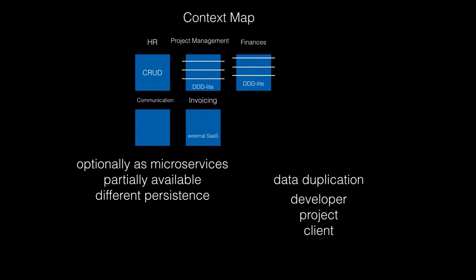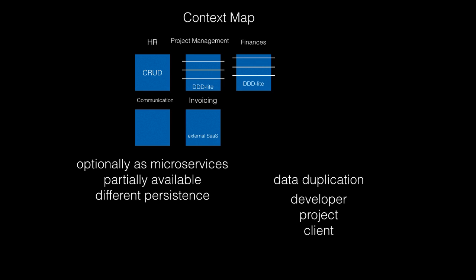And all of those modules will use different persistence conceptually. Physically, it can be the same database, but the important rule is that one module doesn't look at other modules' database tables. They only talk through the public API, which usually is the application services.